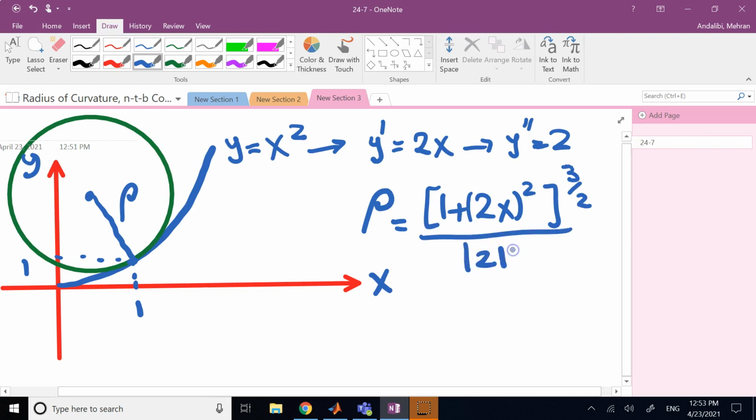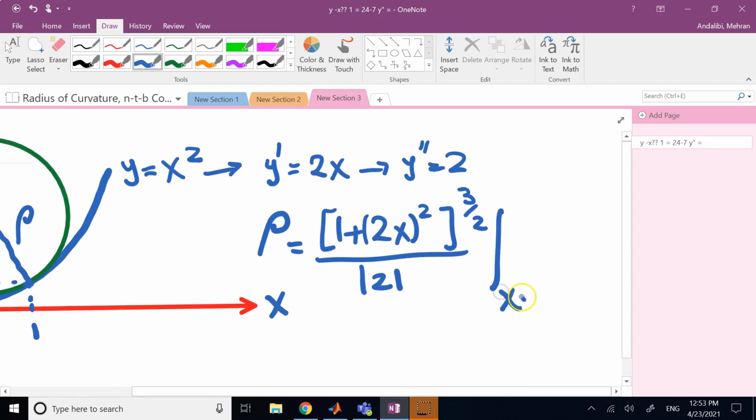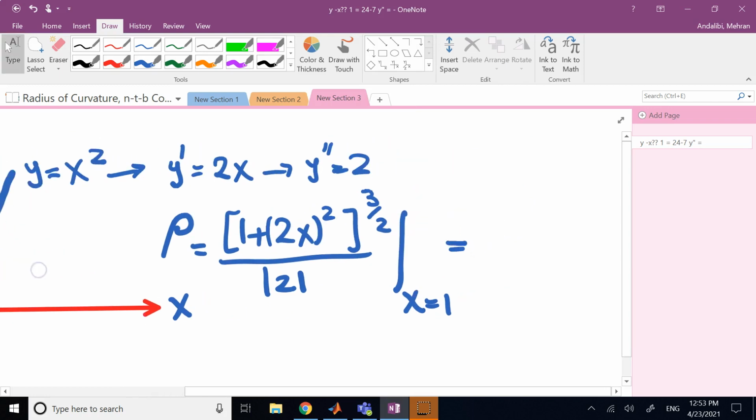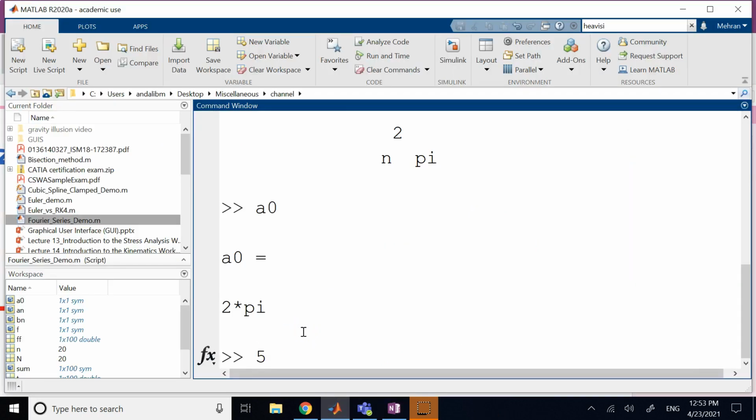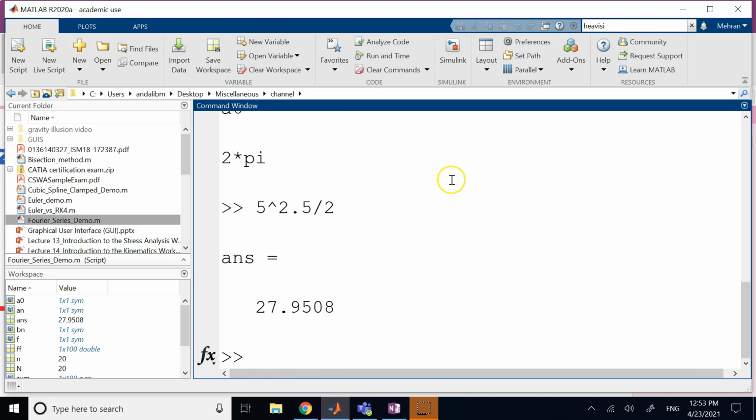Divided by the absolute value of 2, and then this whole thing calculated at x of 1. Of course, this is going to be 2 squared, 4, plus 1 is 5. So it's going to be 5 to the power 1.5 divided by 2. I don't think that is a hard thing to calculate. So 5 to the power what? 1.5 and then divided by 2. And the answer is going to be about 2.795, but you always need to make sure.